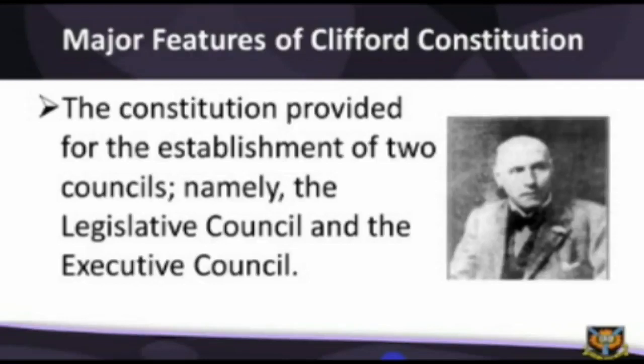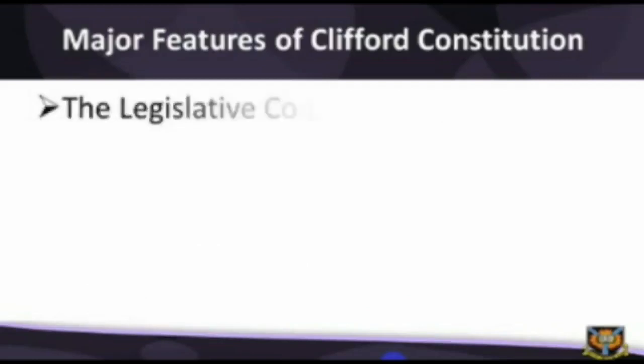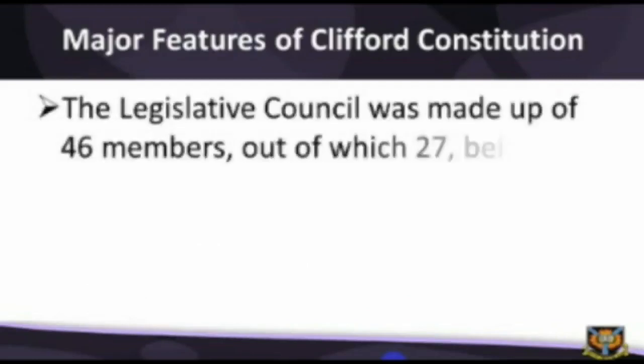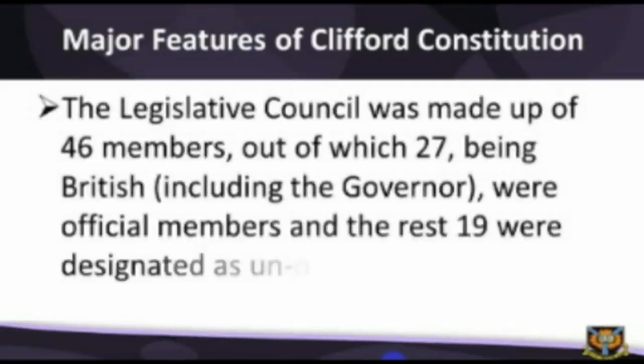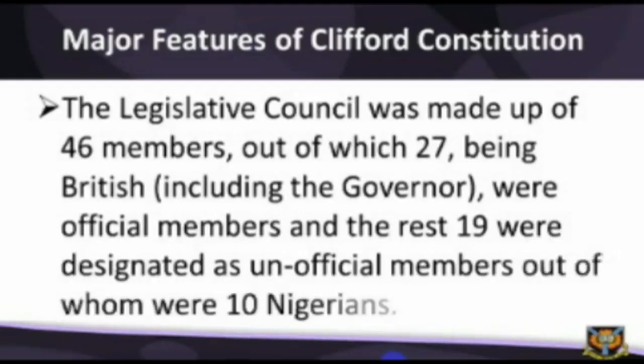The Constitution provided for the establishment of two councils, namely the Legislative Council and the Executive Council. The Legislative Council was made up of 46 members, out of which 27, being British, including the governor, were official members, while the rest 19 were designated as unofficial members, out of whom 10 were Nigerians.